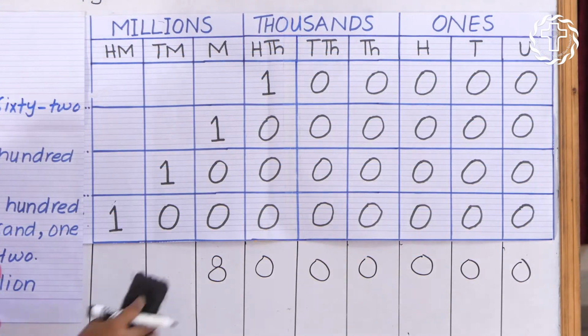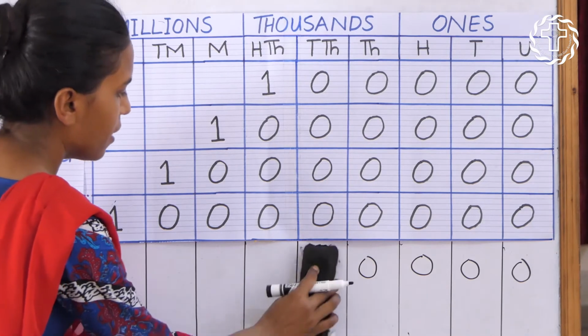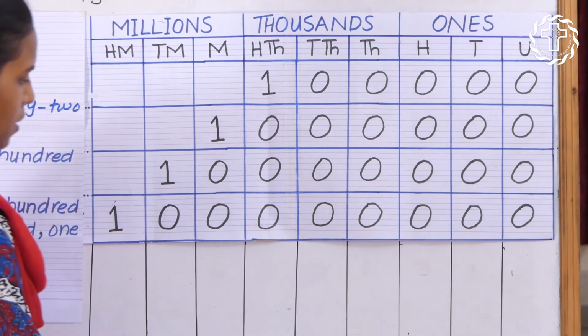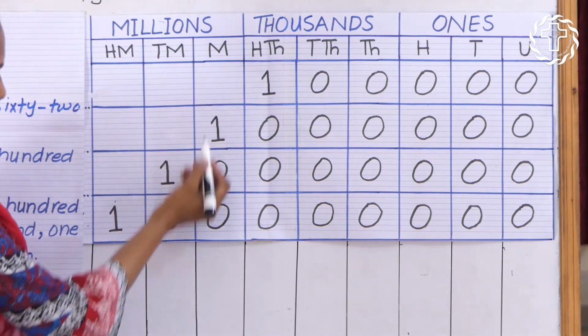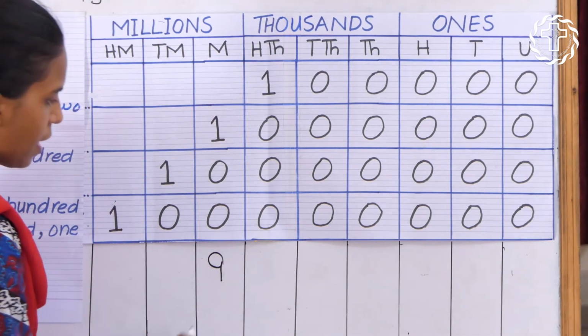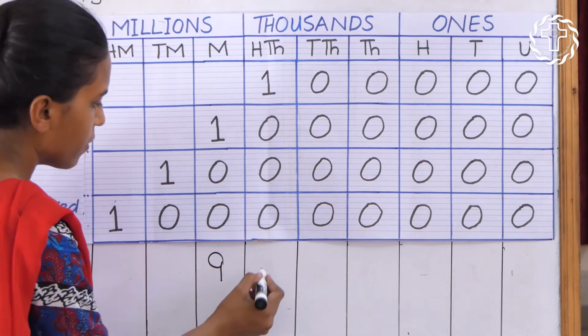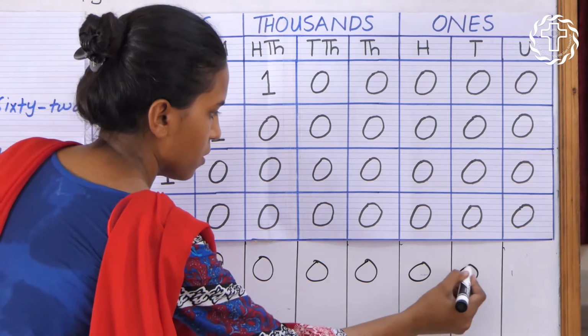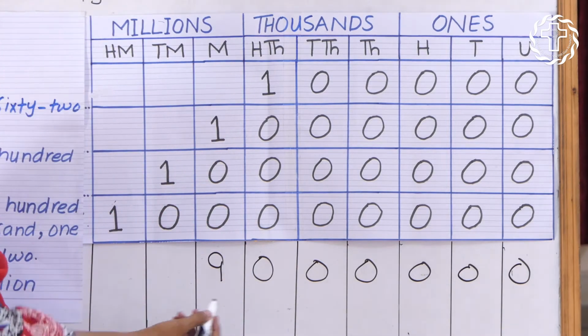Another example, how can we write 9 million? We will put 9 in the million column and in the rest of the columns we will put zeros. This is 9 million.